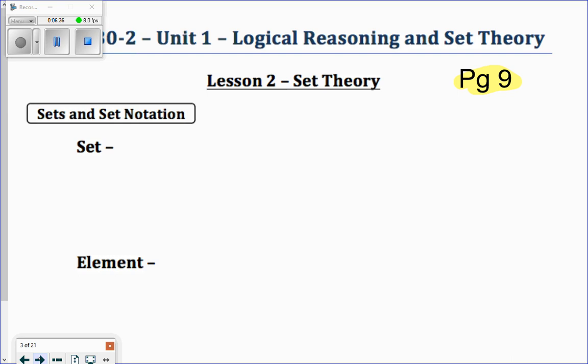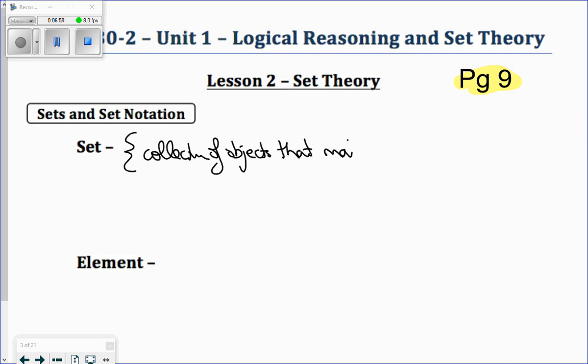Okay. So highlighters really are our best friend in this unit because it allows us just to focus on all the important stuff. Okay, so set, this is what we just talked about yesterday. It's the collection of objects that match a condition. So for example, factors of 8 is 1, 2, 4, and 8. That's the set of the factors of 8.